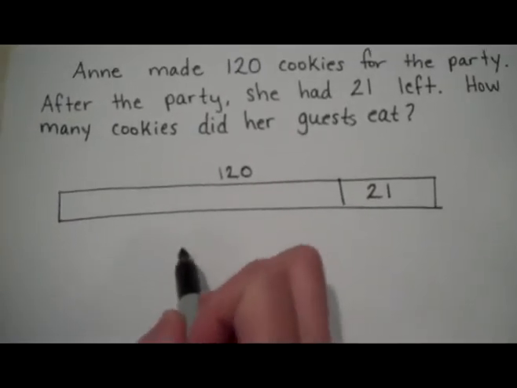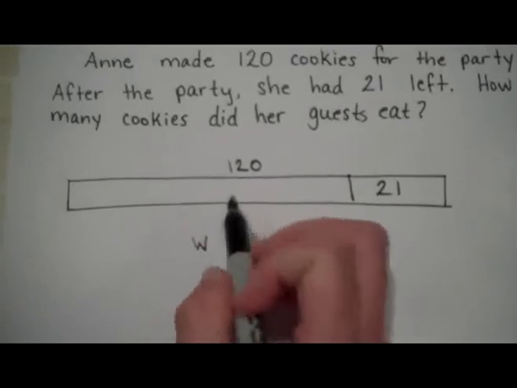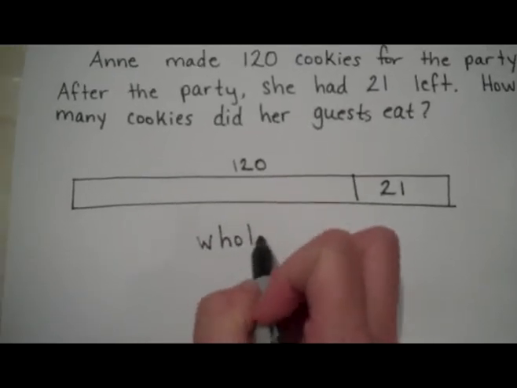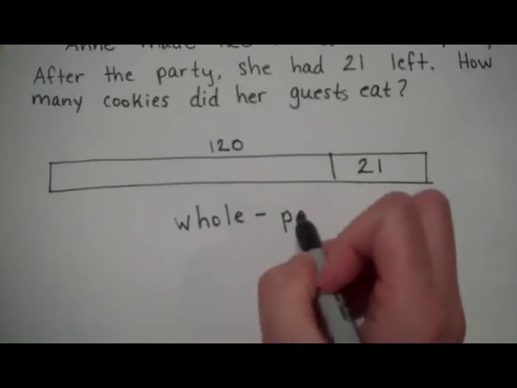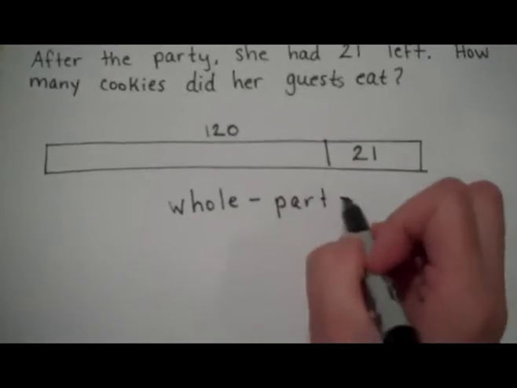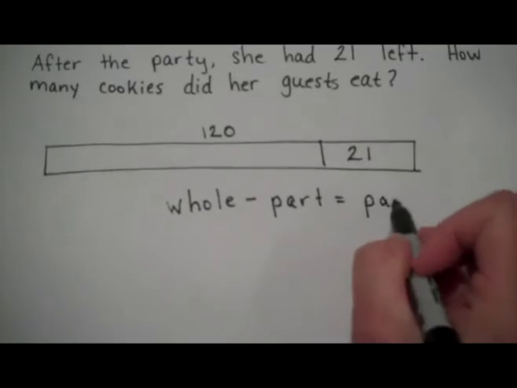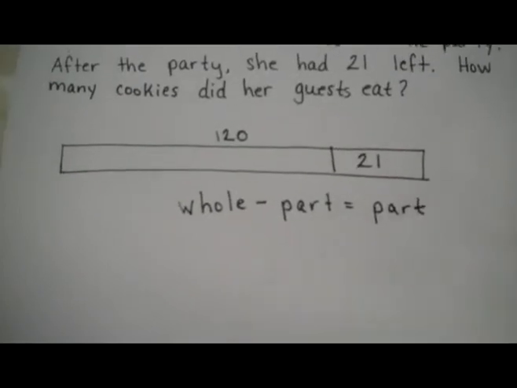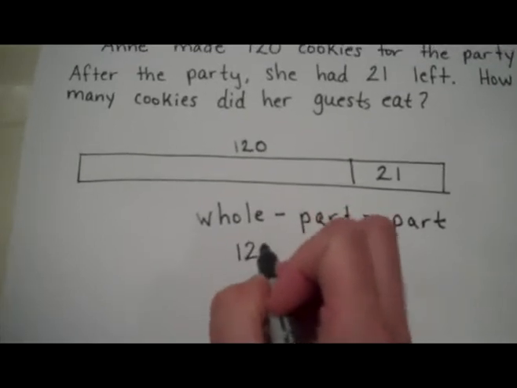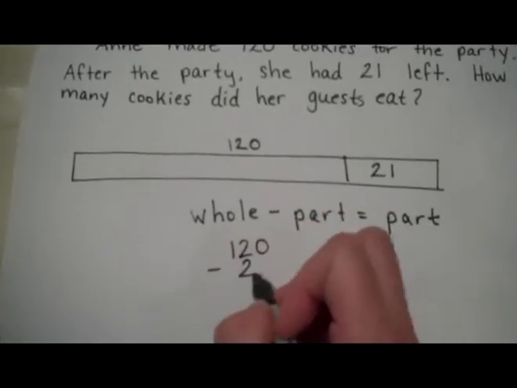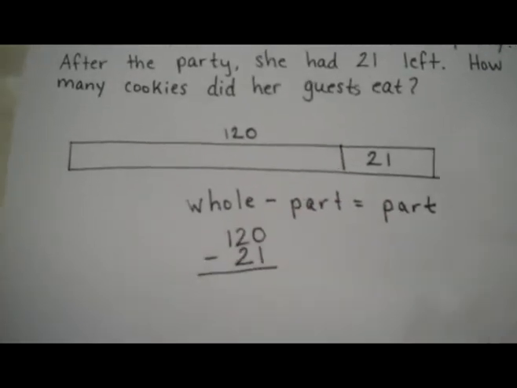And if you remember, a subtraction problem is set up whole minus part equals part. Okay, so in this case, we've got 120 minus 21 equals, and you can do this part two ways.